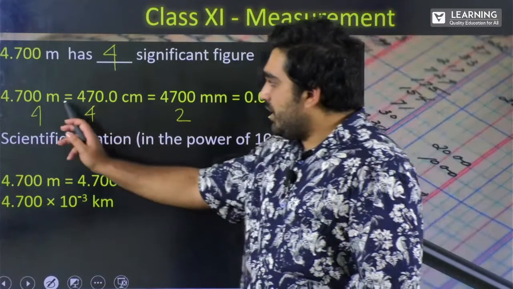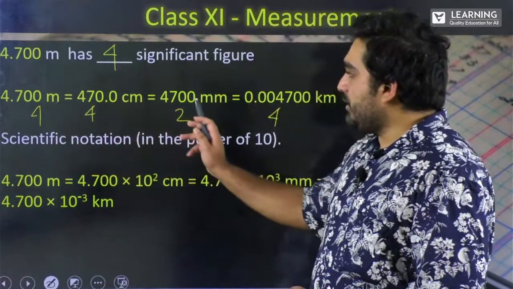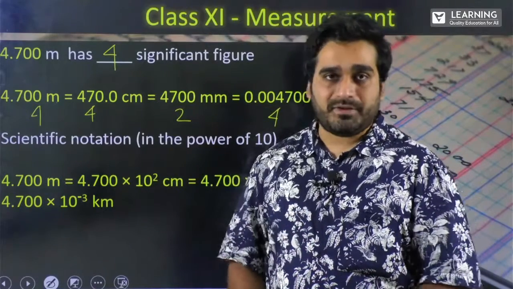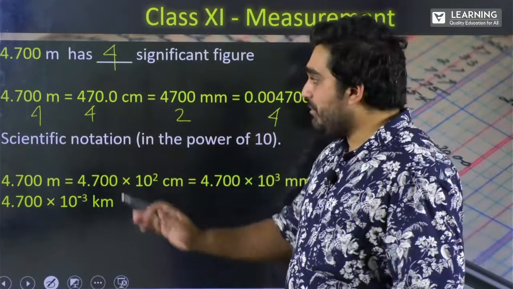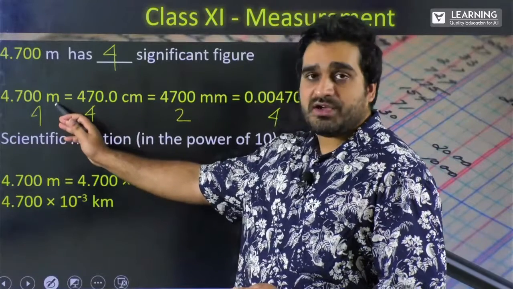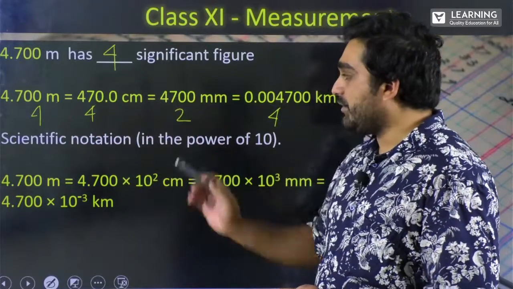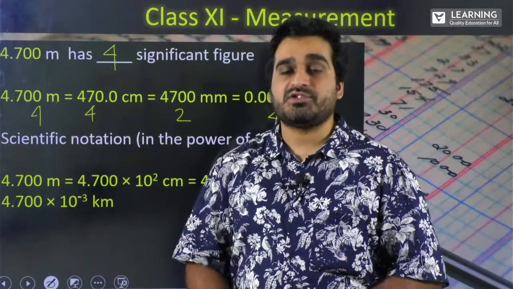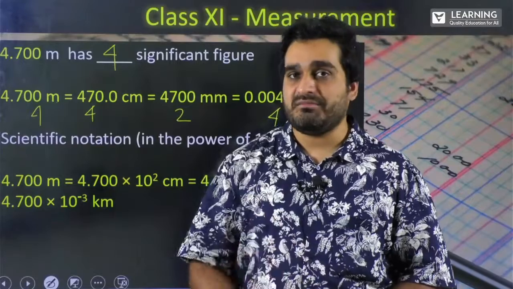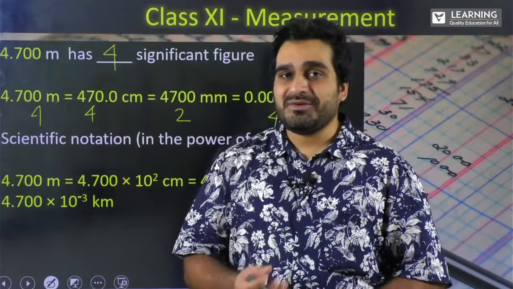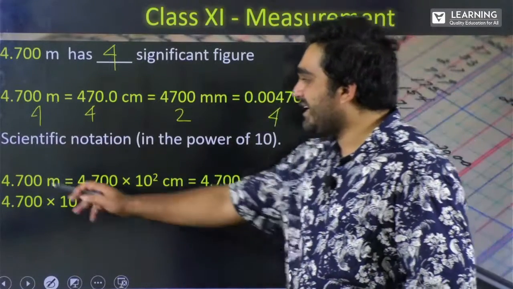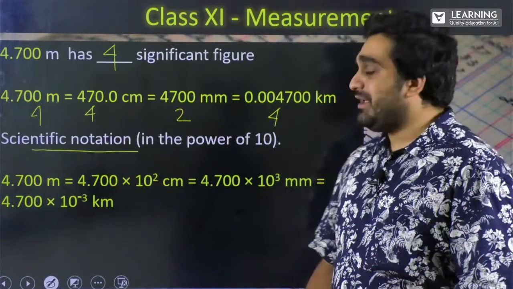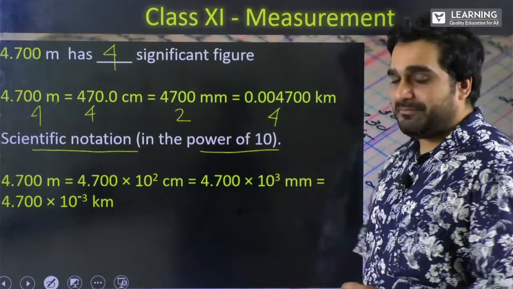So why is it changing from one unit to another? The significant figures change. That should not happen. It should not happen that the significant figures change as you convert from one unit to another. So what would be a better way to represent this so that the significant figures remain the same? The better way of writing is by scientific notation, and scientific notation uses powers of 10.